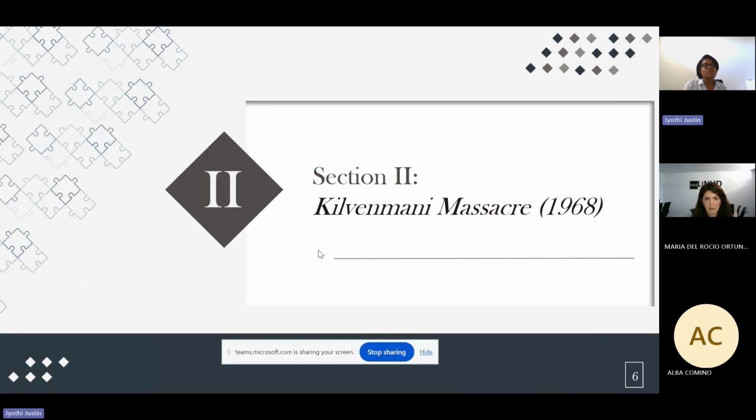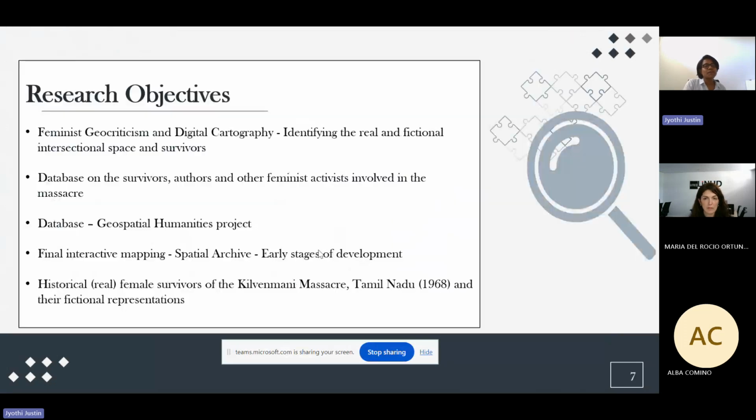The research objectives as of now in this research on Kilvenmani are to make use of feminist geocriticism and digital cartography to identify both real and fictional survivors and spaces. By this, I mean that I'm looking at both real narratives on the massacre and also fictional or literary representations of the massacre, to identify the female survivors and also the spaces that are represented in these narratives. When we look at the narratives, we can see that there is a use of fictional spaces and also real spaces.